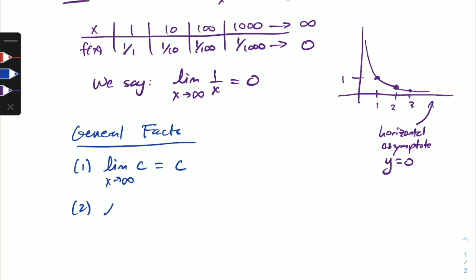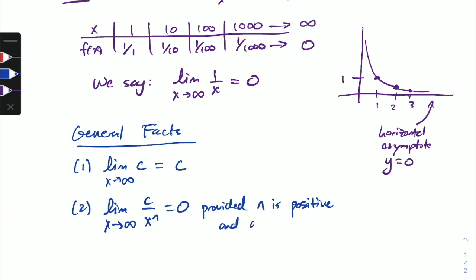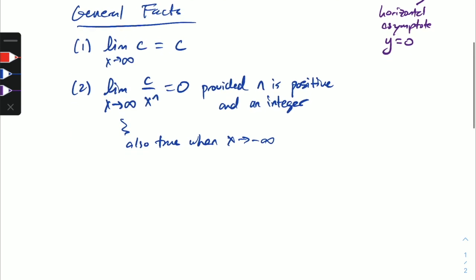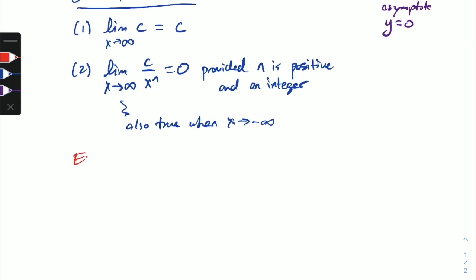And the second fact is if we take the limit as x goes to infinity of c over x to the n, this is going to be 0 provided that n is positive and an integer. And this is also true when x goes to negative infinity. All right, so we're going to use these facts to compute some limits in these following examples.